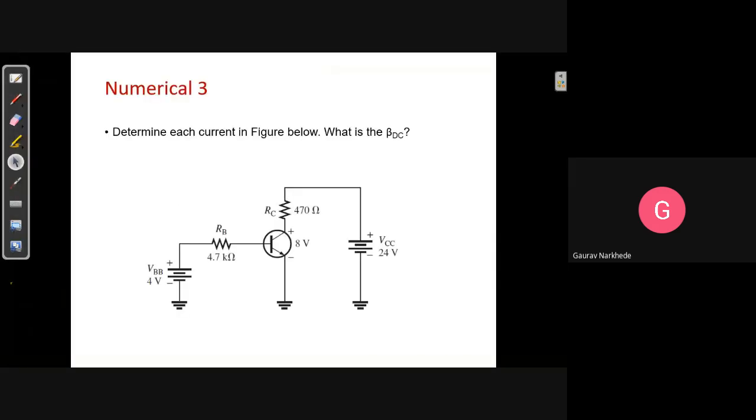Okay. So determine each current. Now I guess you can calculate IB here. Can you calculate IB? VBB is there, and this is 0.7. So VBB minus 0.7, that is 4.3, divided by 4.7, that will be your IB. Similarly, 24 minus 8 divided by 470, that will be your IC. And IE will be IB plus IC. Right?